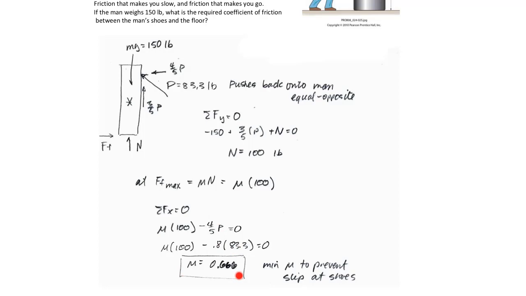Solving this for mu, you can see that it takes quite a bit of friction in order for him to accomplish this, 0.666. We'll discover more about coefficient of friction and what's a reasonable coefficient of friction as we move forward.